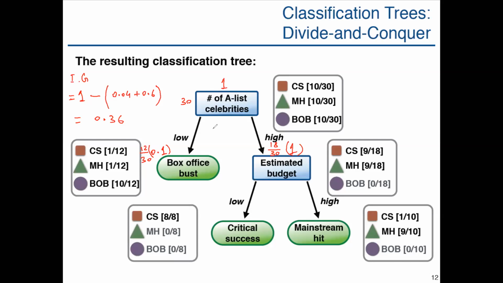Now, you could also consider the other option जहां पे आपने budget choose किया था. अगर आप budget पे split करते हैं instead of A-list celebrities here, उसके लिए भी you would calculate this information gain measure. इन दोनों में से जो भी high होगा number, you're going to split on that. जो भी आपको high information gain दे रहा होगा, आप उसको choose करेंगे.